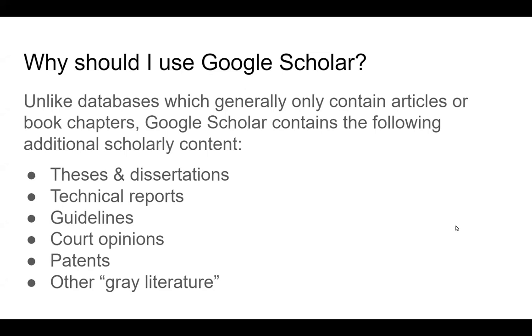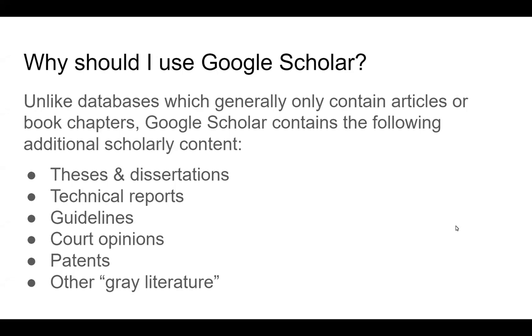So why should you use Google Scholar? We have all sorts of databases that are paid, that are really great resources while you're here, like I said. But there's some things in Google Scholar that you may not be able to easily find in those databases. So theses and dissertations, those are all those papers that are written when people are getting their master's or their doctorate. Those often are not in the regular databases. There are some databases that contain those, but it's kind of nice to see those in one single search with other things. Technical reports, guidelines from government agencies, court opinions, patents, and then there's other gray literature.